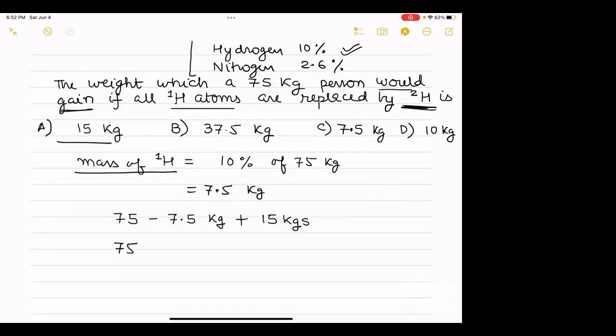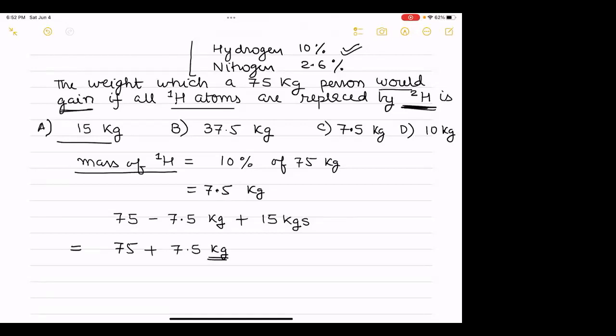Though your calculation is correct, you need to answer very precisely on the basis of the exact thing which is being asked in the question. So how much gain will be there? Tell me. Getting it? Weight which a 75 kg person will gain.